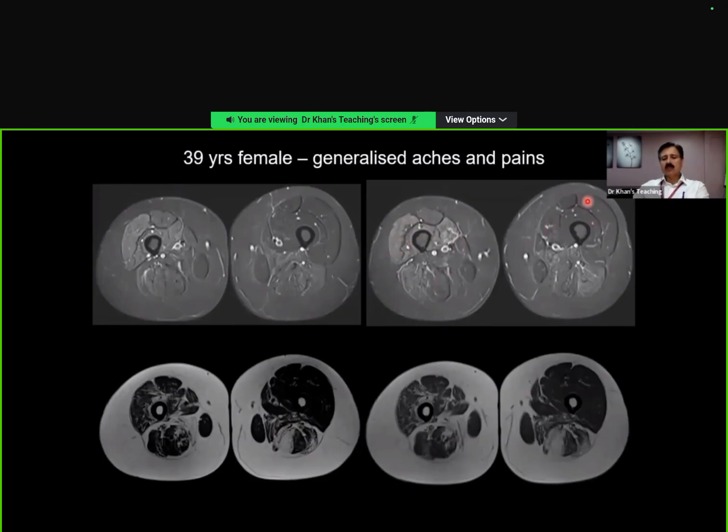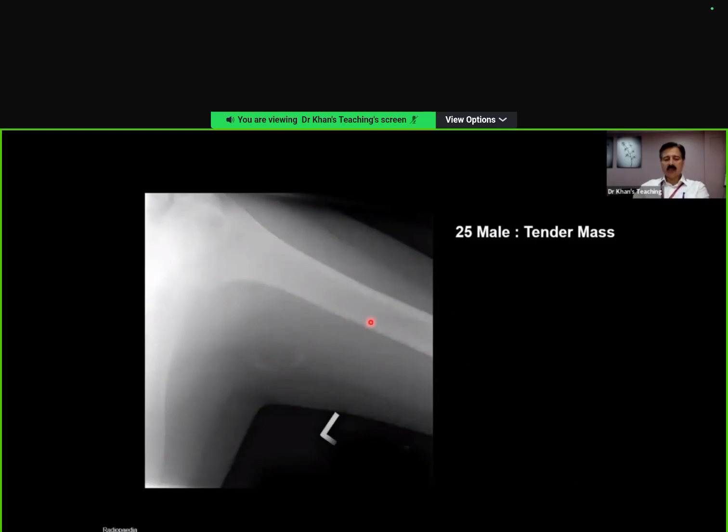Look at this quadriceps. It is healthy, and on T1 also it is healthy. This one has got a bit of high signal and a bit of fatty atrophy. So all kinds of abnormalities can be found in this particular case.